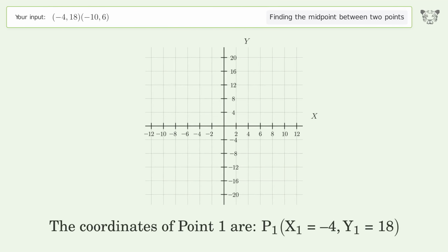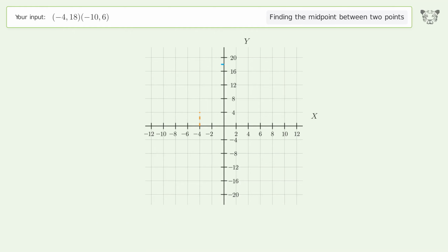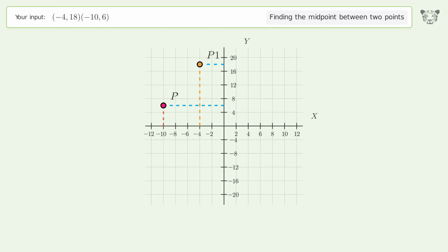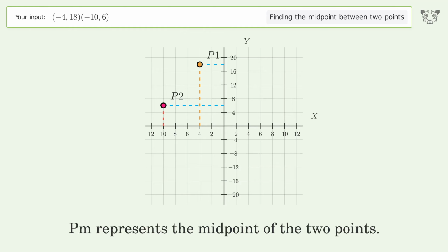The coordinates of point 1 are x1 equals -4, y1 equals 18. The coordinates of point 2 are x2 equals -10, y2 equals 6. PM represents the midpoint of the 2 points.